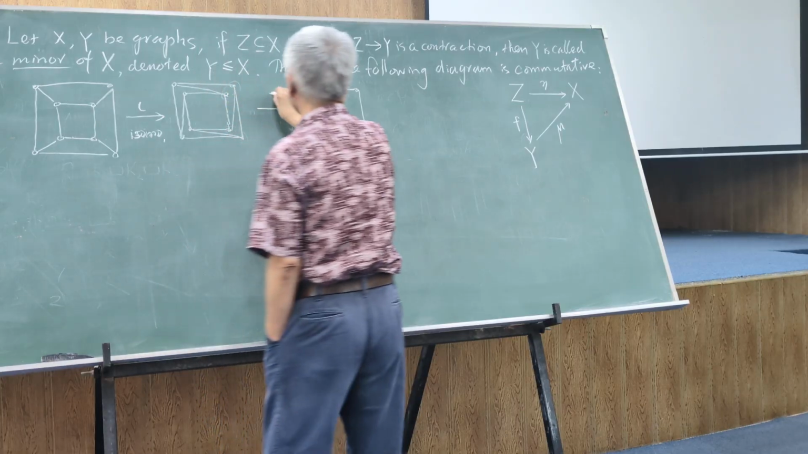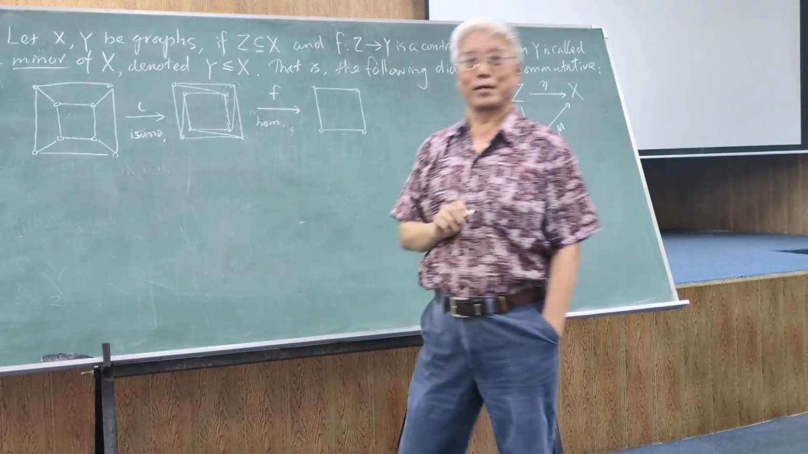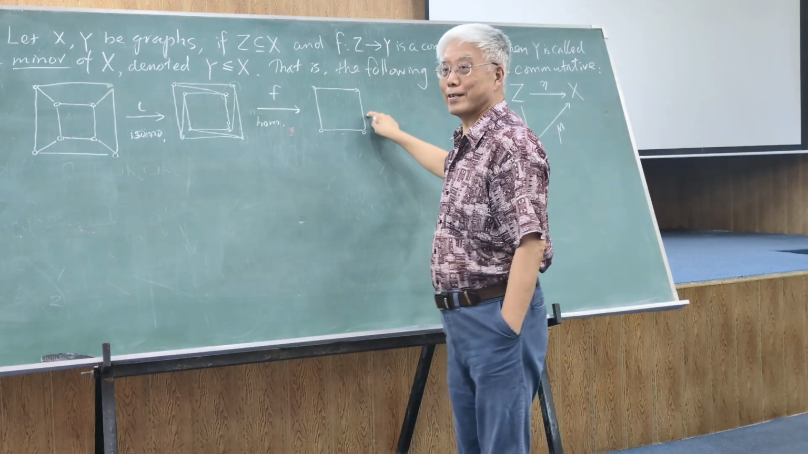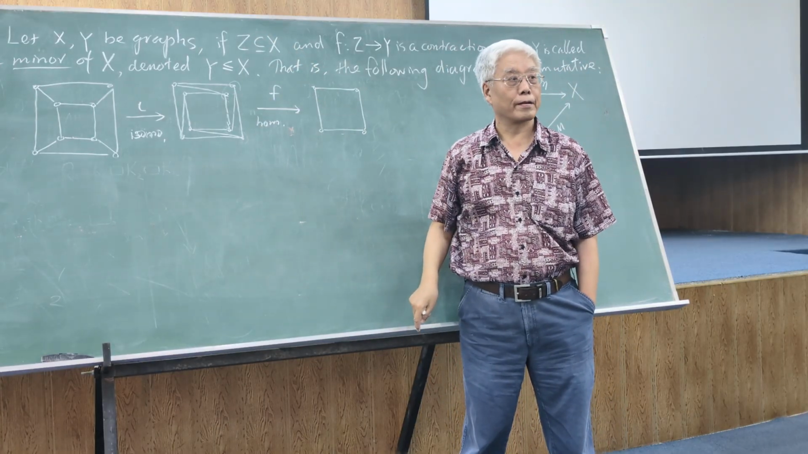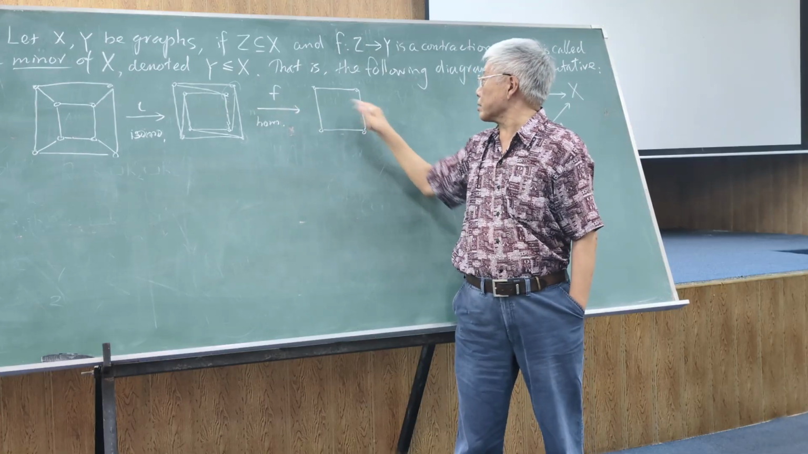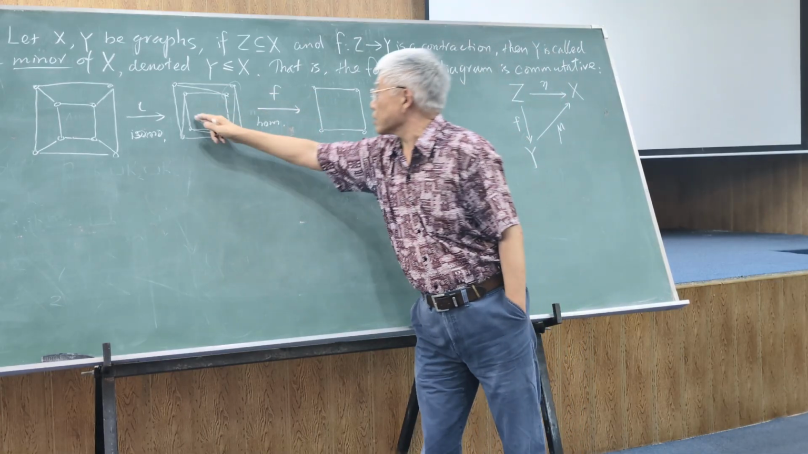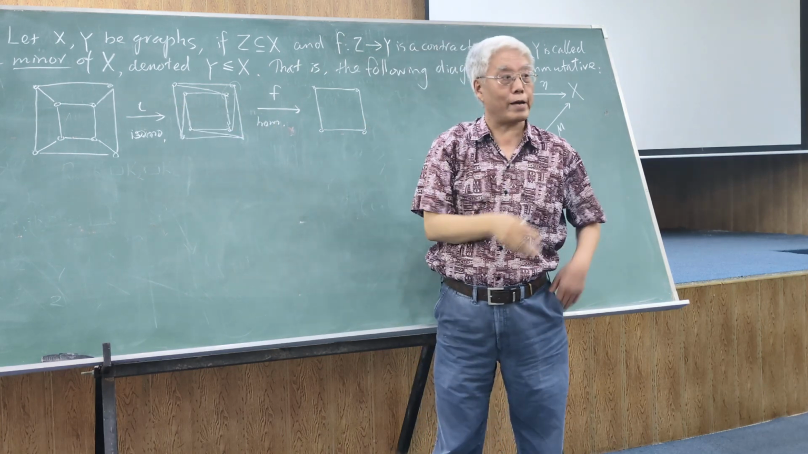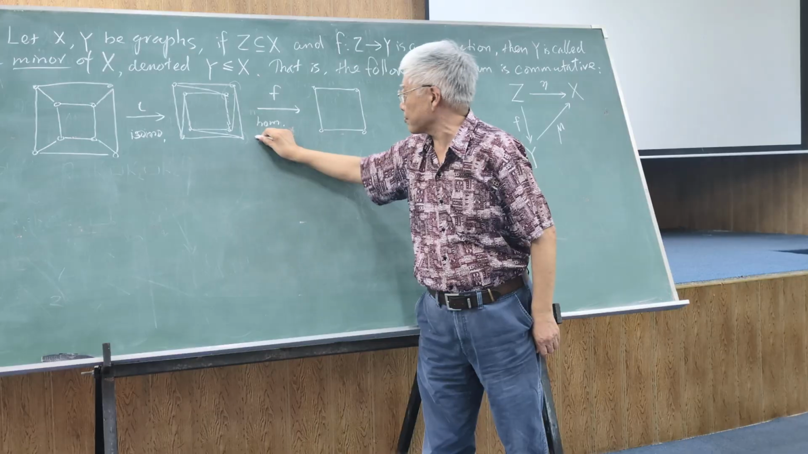Not only so, if you look at every edge here, how many edges are in the inverse image? If you look at this edge, how many edges are mapped to this edge? 1, 2, 3, 3 of them. Every edge has an inverse image of exactly 3 edges. So it's a threefold covering as well.